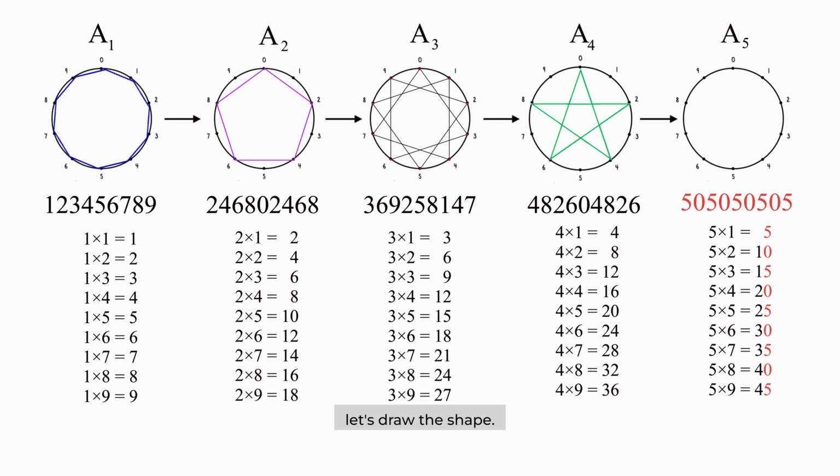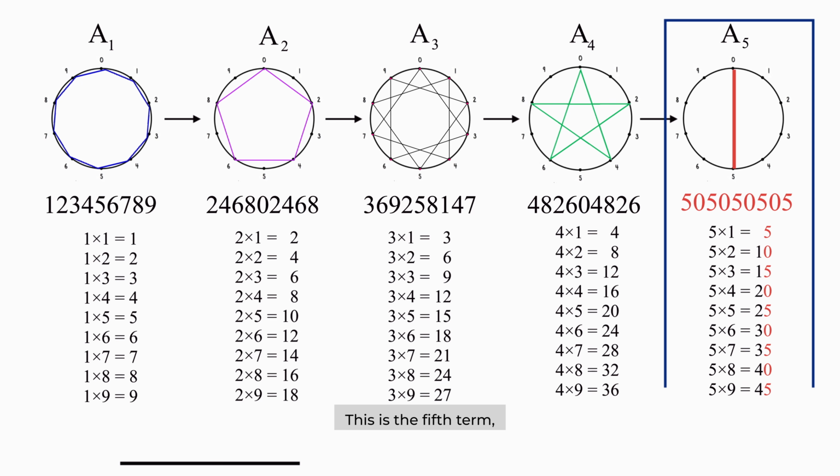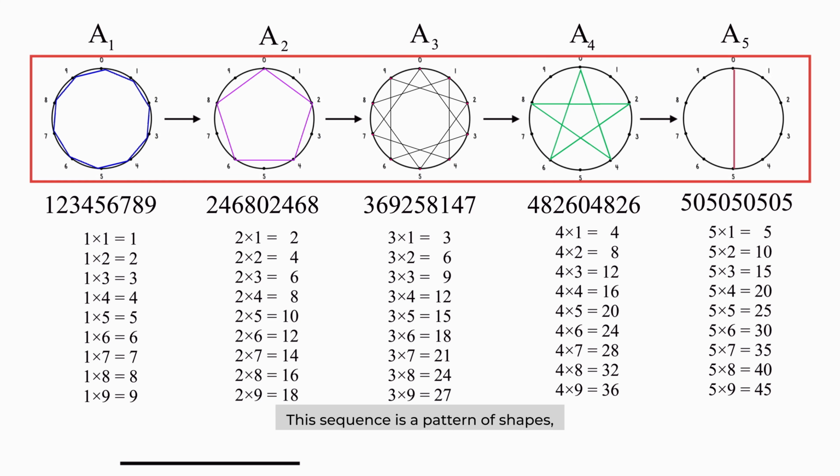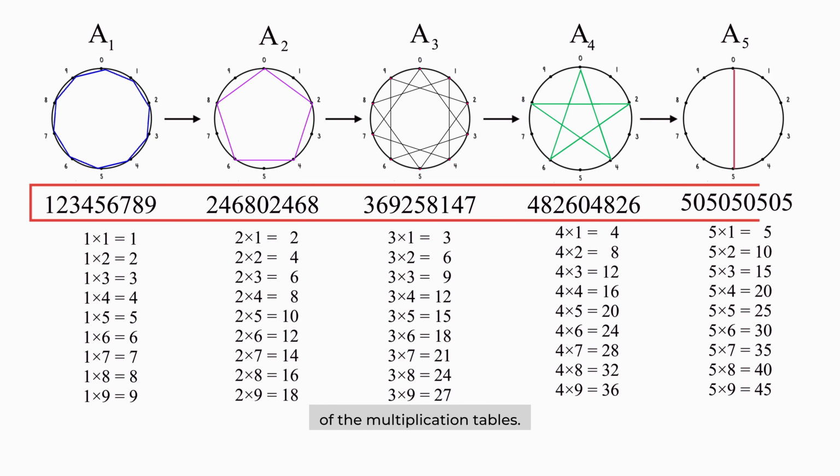Following this pattern, let's draw the shape. This is the fifth term, which is my answer to this problem. This sequence is a pattern of shapes, formed by tracing the last digits of the multiplication tables.